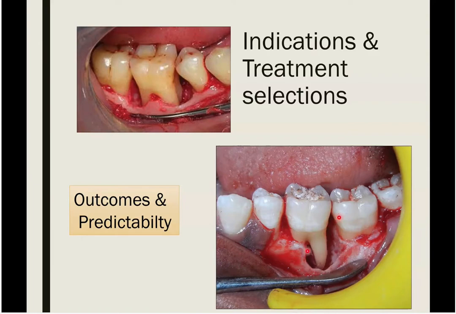You could even amputate the root, but I think it makes more sense to bicuspidize it if you wanted to be more aggressive. So all could be options with predictability.